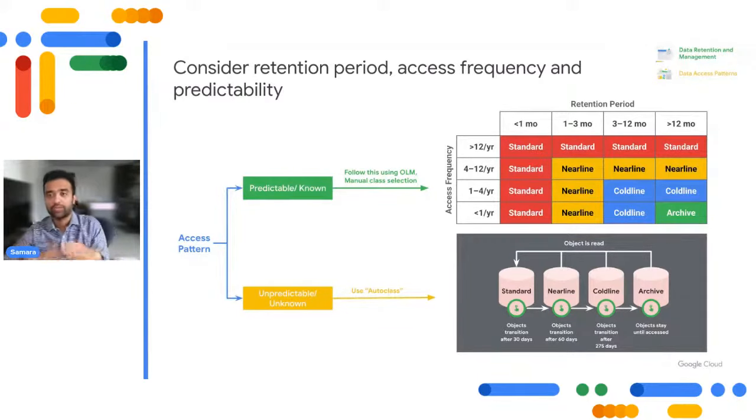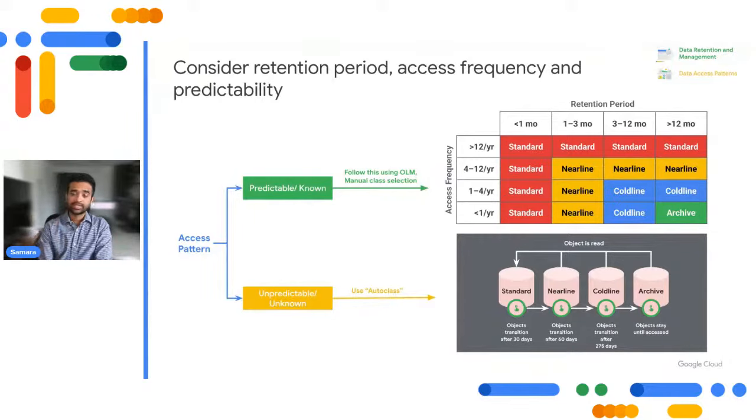So in summary, if you clearly know your data access patterns, OLM would be a good option for you. If you're unclear about your data access patterns, or if the data access patterns are very dynamic and frequently change, you can choose Autoclass to transition your objects and to optimize your costs.